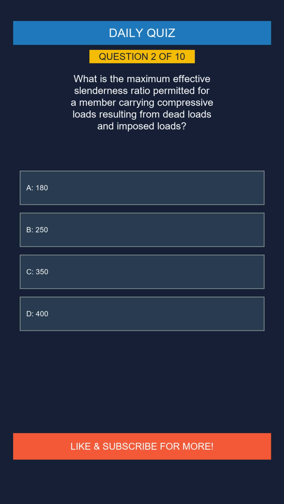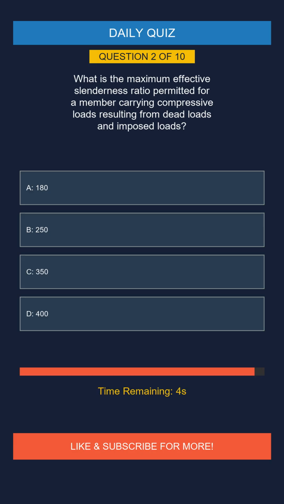Question 2. What is the maximum effective slenderness ratio permitted for a member carrying compressive loads resulting from dead loads and imposed loads? Option A, 180. Option B, 250. Option C, 350. Option D, 400.